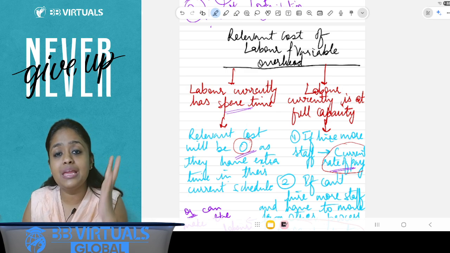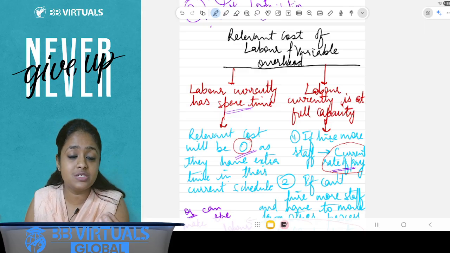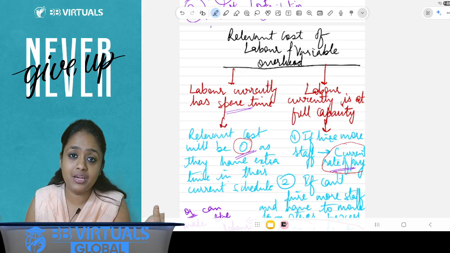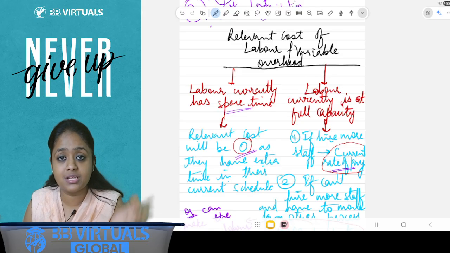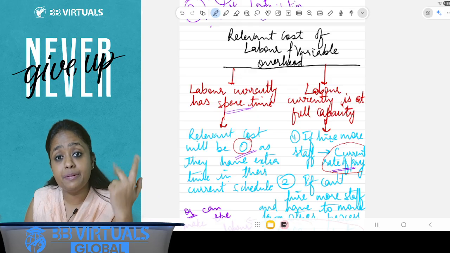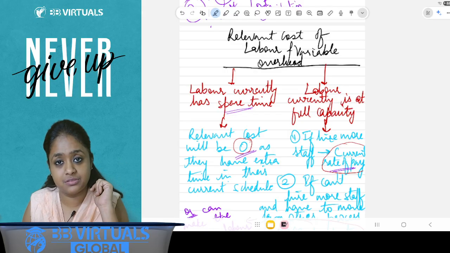Secondly, if your labor does not have spare capacity, now the best you can do is hire from the market. At what rate will you hire? Current rate. Clear? Because you will pay them what is currently going in the market. Next, your labor is working at full capacity, you cannot hire. So now you have two options.